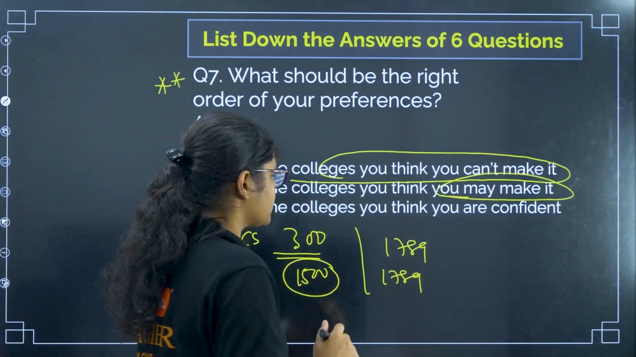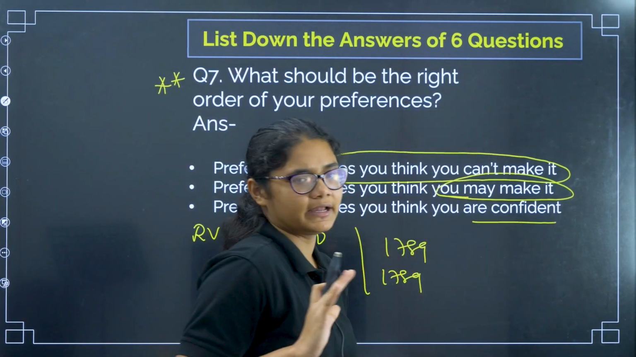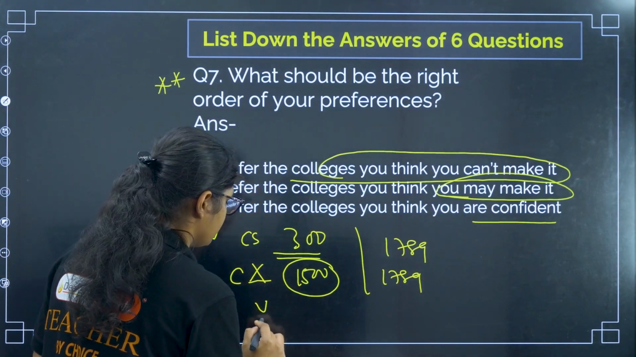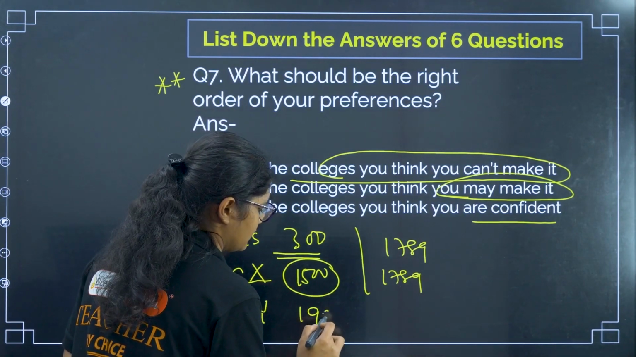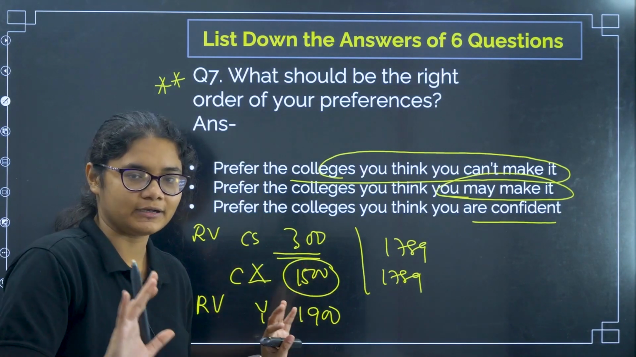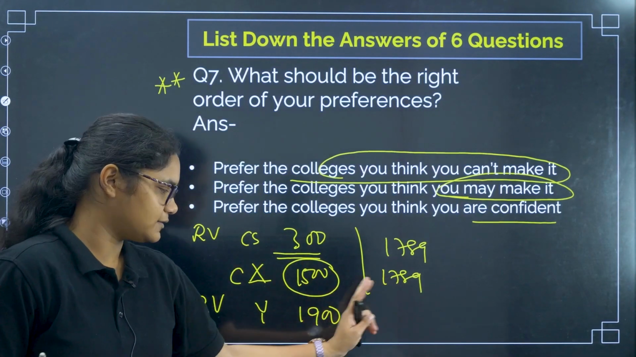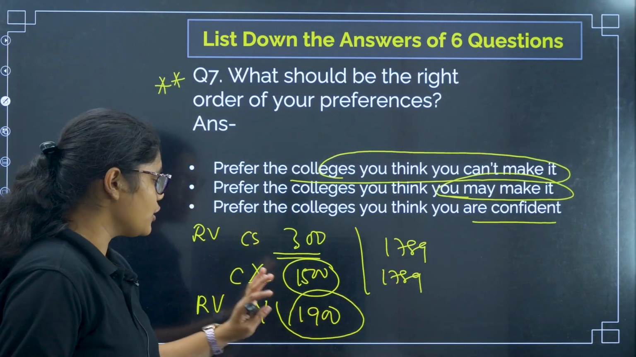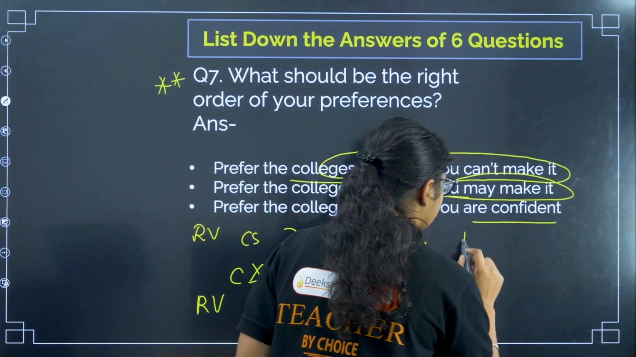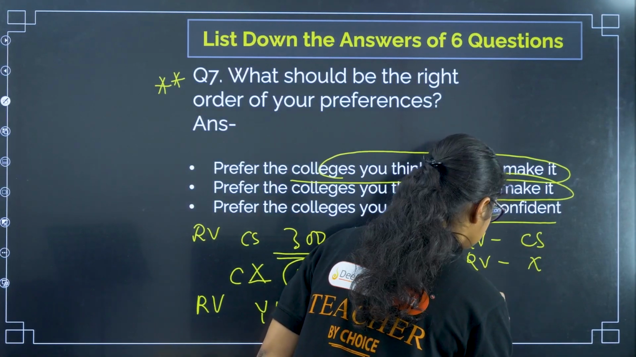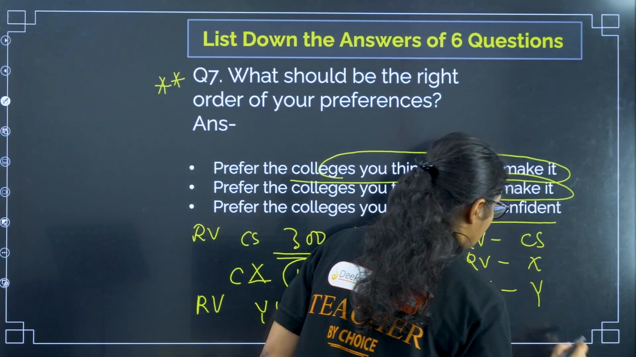Now coming to those colleges which you are very sure that you will get. For example, in RV college there is some branch Y whose cutoff is 1900. Last year it was 1900, just a hypothetical example. So I can easily say that I can definitely get this one, I am sure about it. So your order will be RV CS, then RV X branch, then RV Y branch.